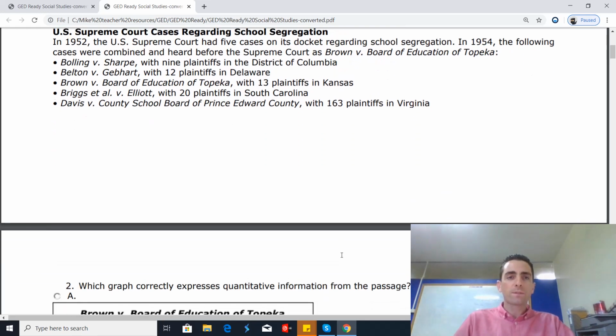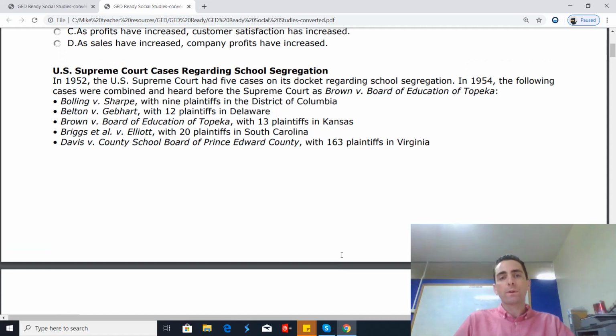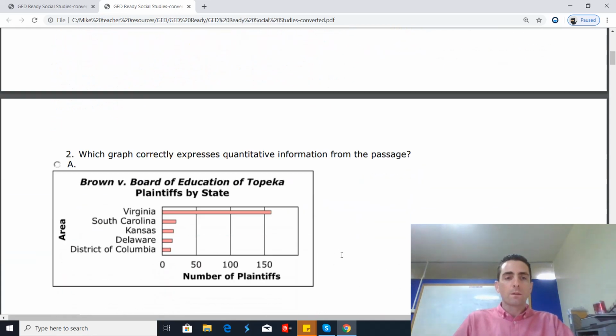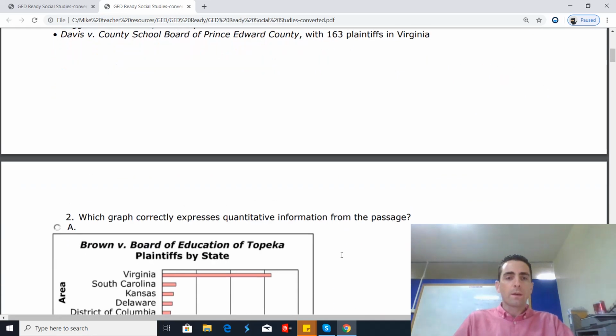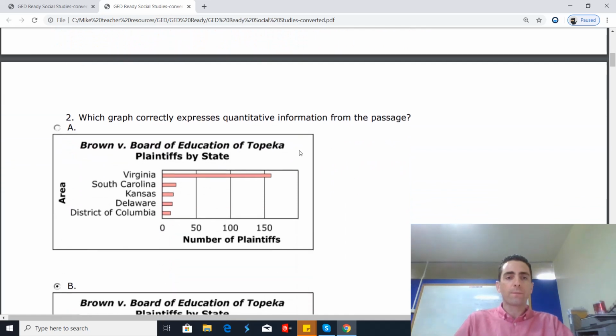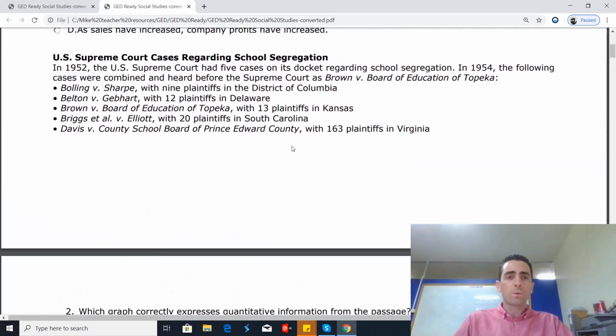Okay, so here we have some US Supreme Court cases, and then we have a graph. All right, so just quickly have a look here. In 1952, the US Supreme Court had 5 cases on its docket regarding school segregation. And if you don't know what segregation is, it's separating. In the case of the US, it was separating blacks and whites in public places, in schools and buses, in restaurants and things like that.